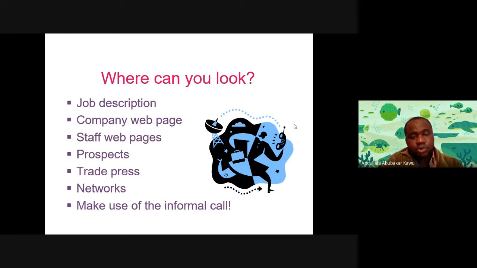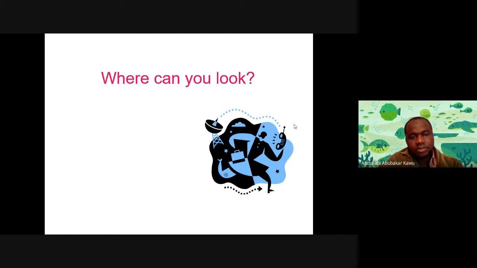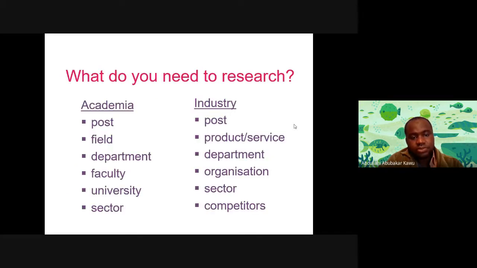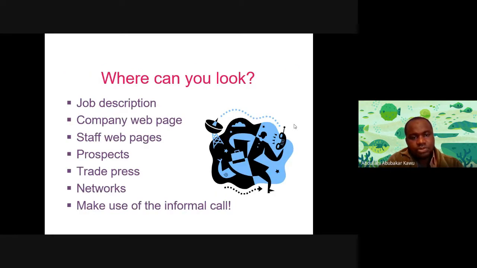So how do you find what to include in your CV, or information about the position and the field? Of course, the job description: usually for every job, there are specific skills and criteria they require. You can also find information from company websites, staff websites, prospects, especially for industry, trade press, or newspapers, and networks. This includes social media networks like Facebook, Twitter, and all. And sometimes even informal calls, right?